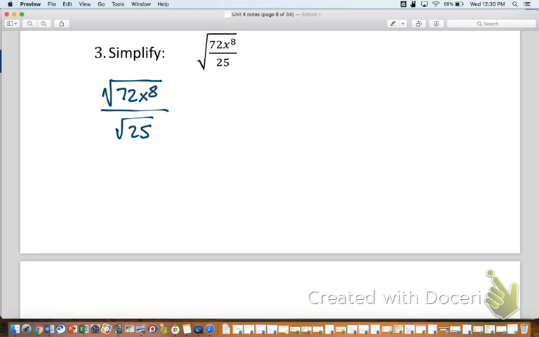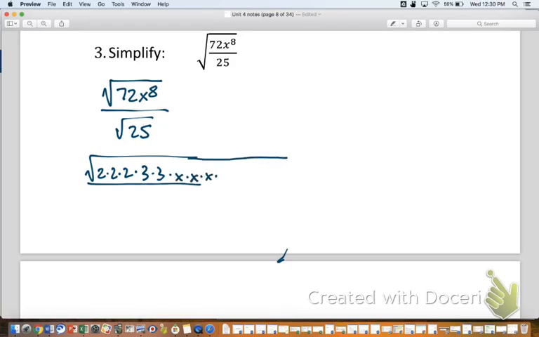So I would suggest you rewrite it like that so that you can clearly see numerator and denominator. And in this case, denominator significantly easier than numerator. Make sense? And I saw a lot of folks did this really well. They used their factor trees and they said that 72 is really 3 2s and 2 3s. Correct? And then x to the 8th is just 8 x's. So 2, 3, 4, 5, 6, 7, 8.